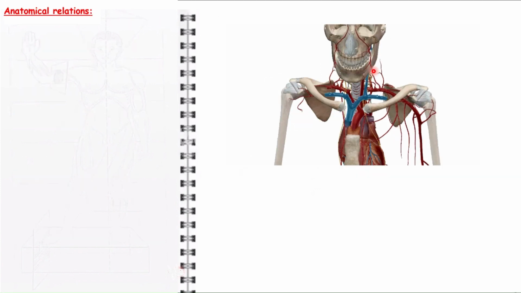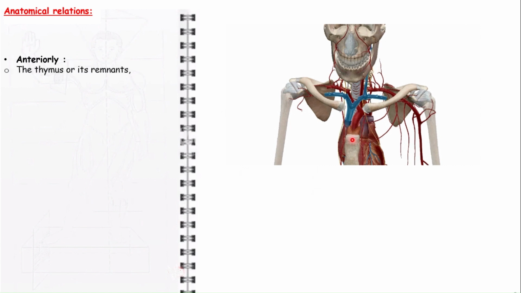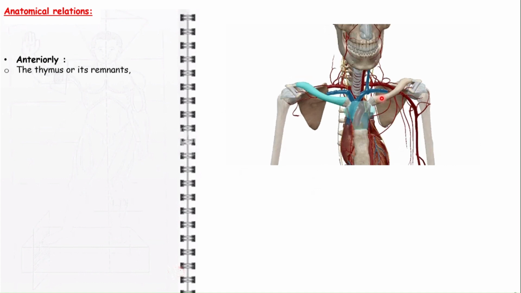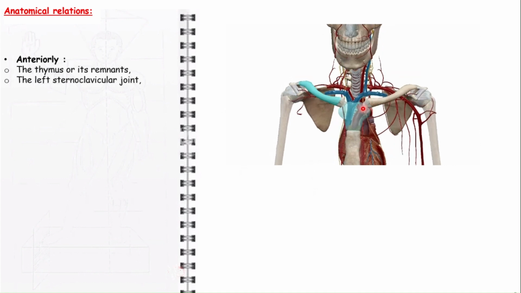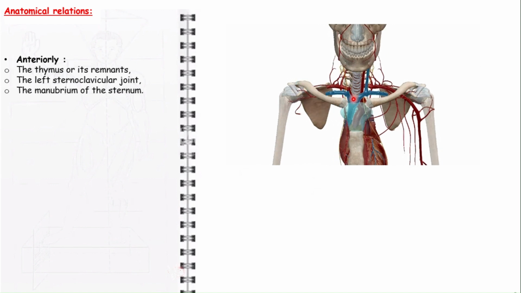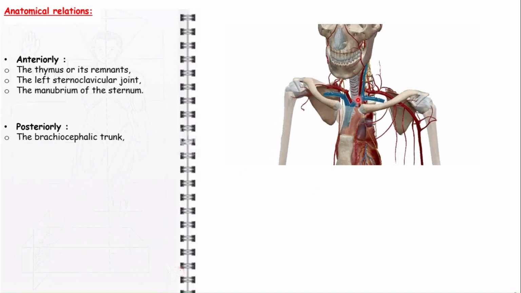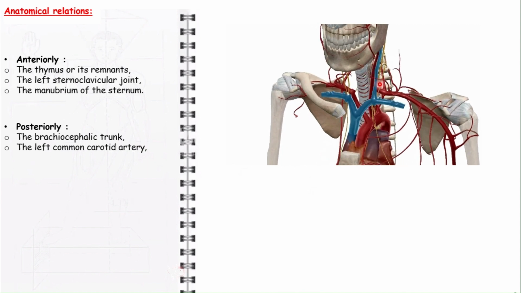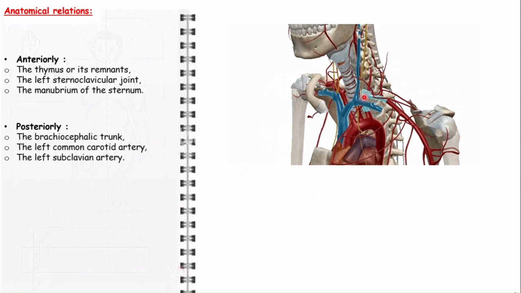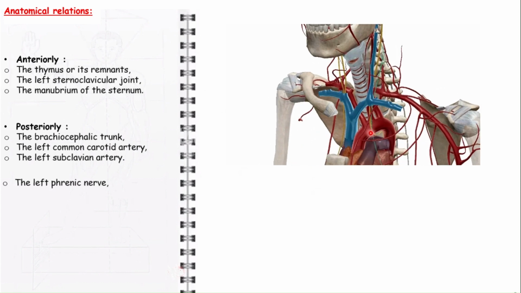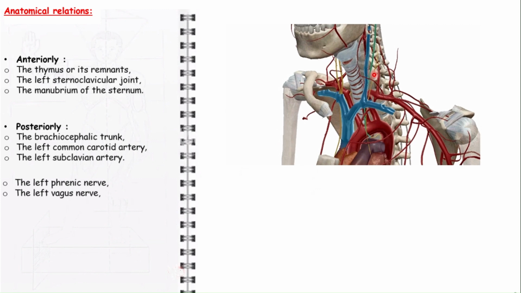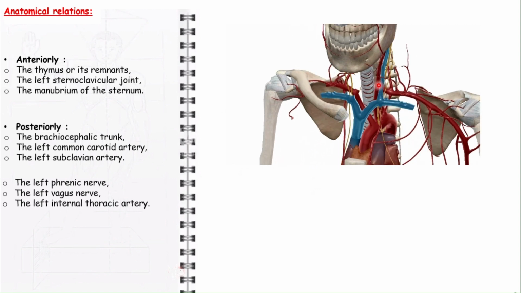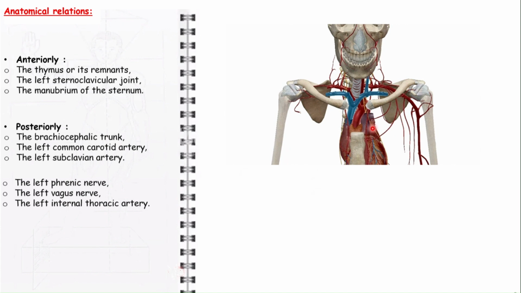The left venous brachiocephalic trunk is related anteriorly to the thymus or its remnants, the left sternoclavicular joint, and the manubrium of the sternum. Posteriorly, the brachiocephalic trunk, the left common carotid artery, the left subclavian artery, the left phrenic nerve, the left vagus nerve, and the left internal thoracic artery, and inferiorly, the second segment of the thoracic aorta.